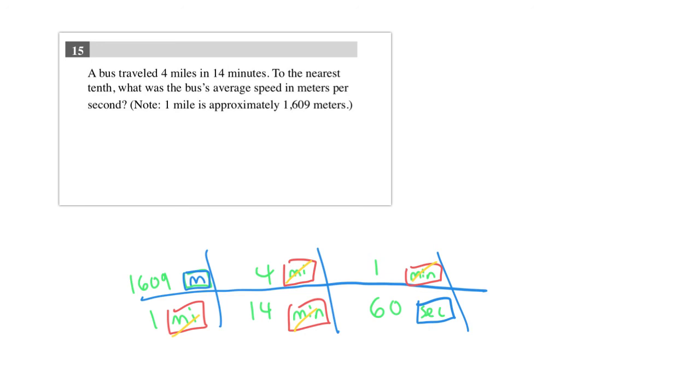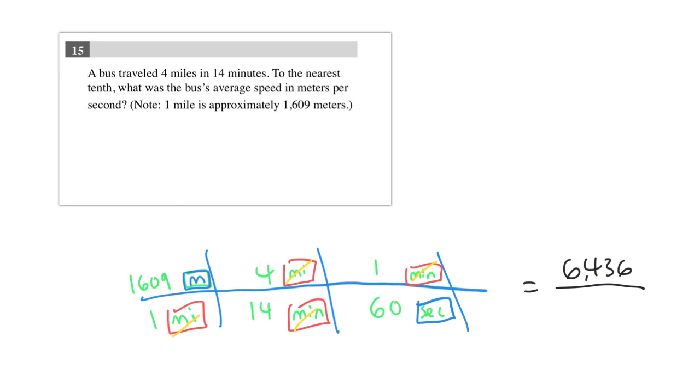So 1,609 times 4 is 6,436. And then the question is 14 times 60 is, well, I'm just going to do this in my head. I'm going to do 14 times 6 in my head, and then I'm going to tack a 0 on at the end. So for those of you who like mental math, this is one way of going about it.